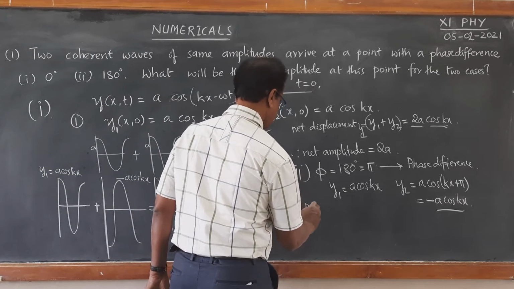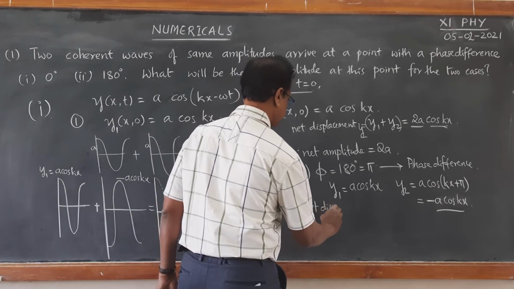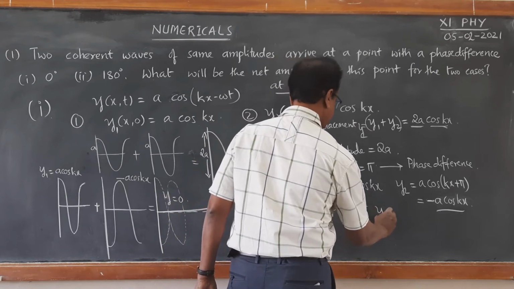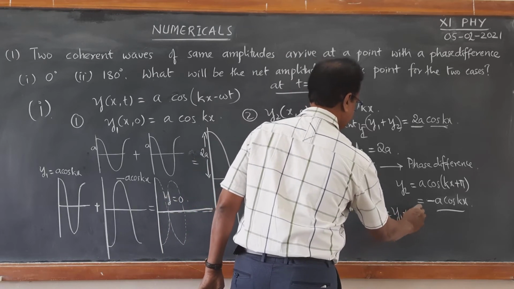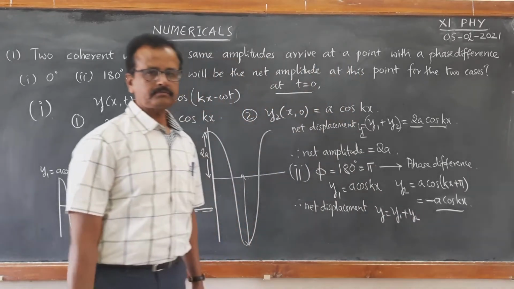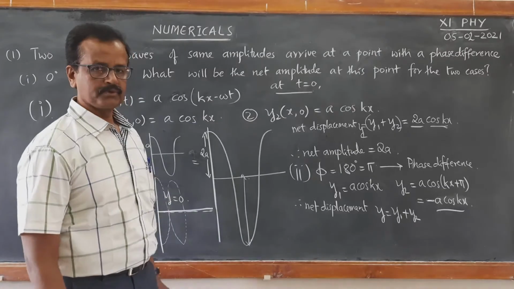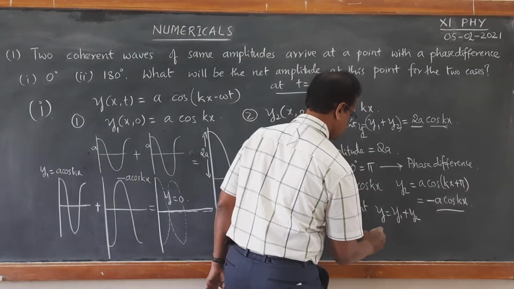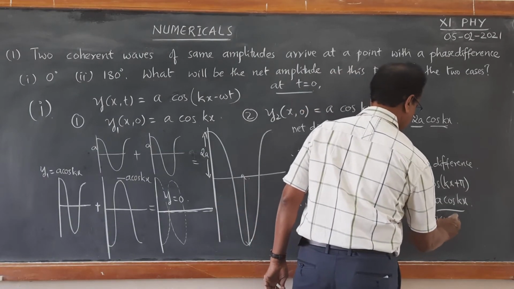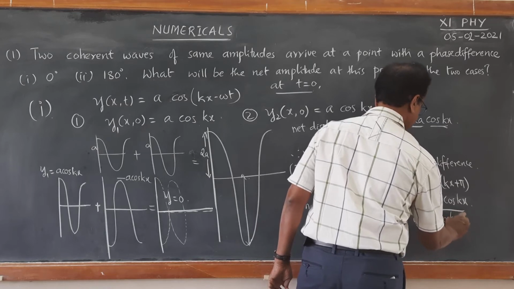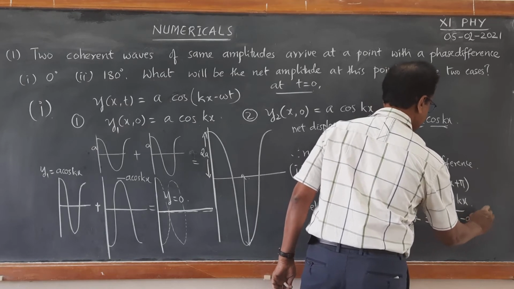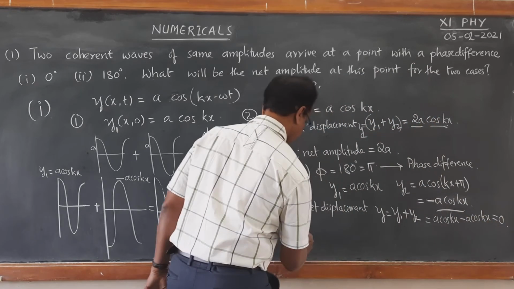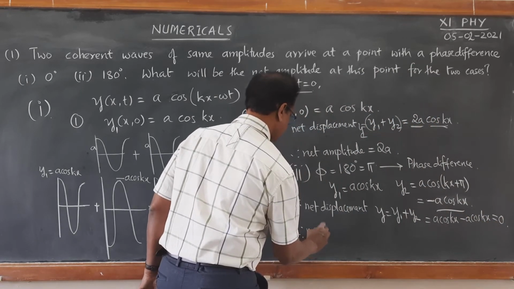Therefore, net displacement y is equal to y1 plus y2 according to the principle of superposition. If you add A cos kx and minus A cos kx, it becomes 0. Therefore, net amplitude is also 0.